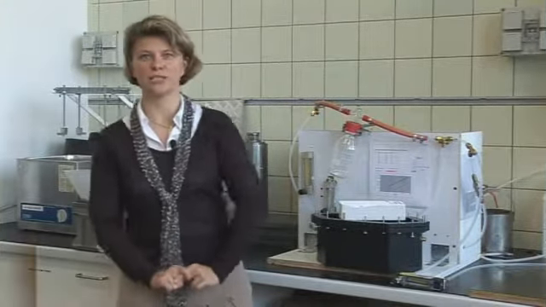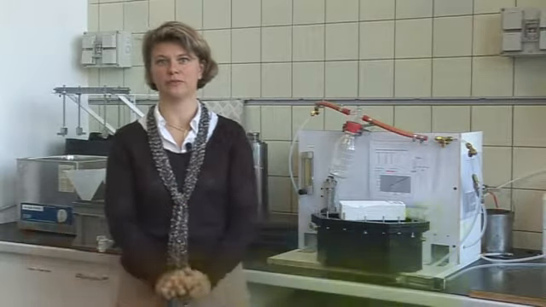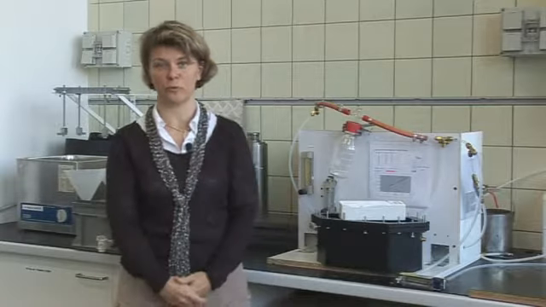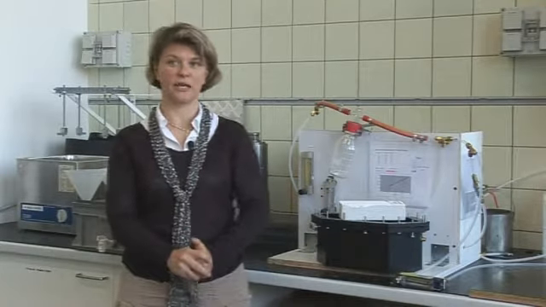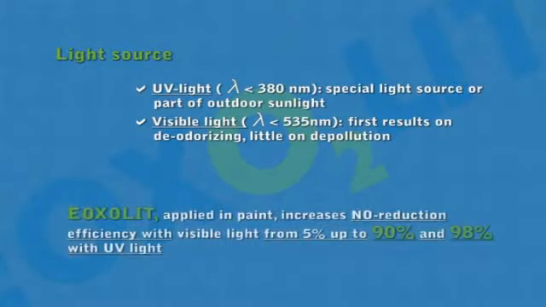So what are the challenges for photocatalytic material? Up till now we have seen that there are three important applications or problems with the applications. First is the light source. So up till now only UV active photocatalytic materials towards air purification is used. This means that there has to be UV light present. We want to go to visible light. We want to enhance that oxalate is active and largely active in the visible light.